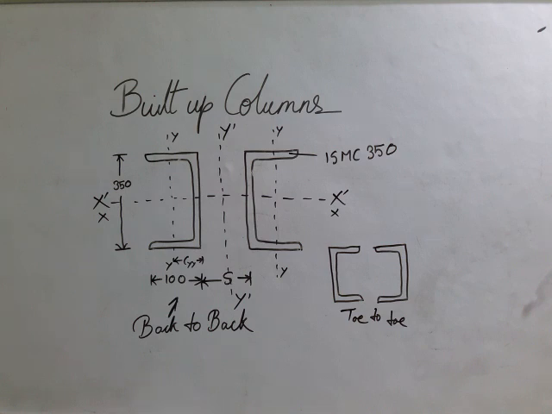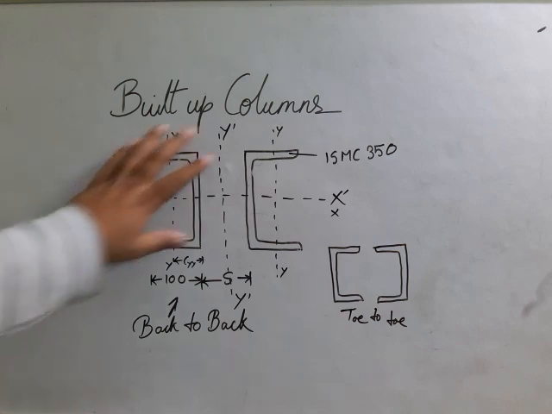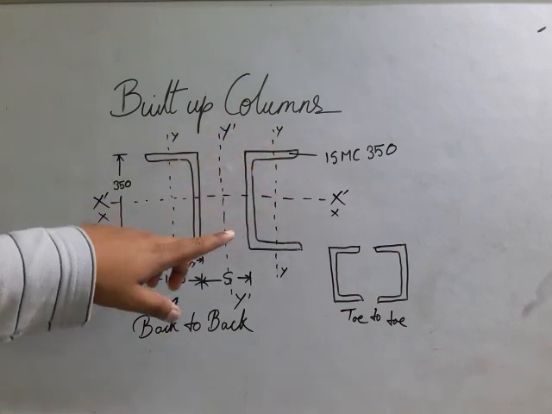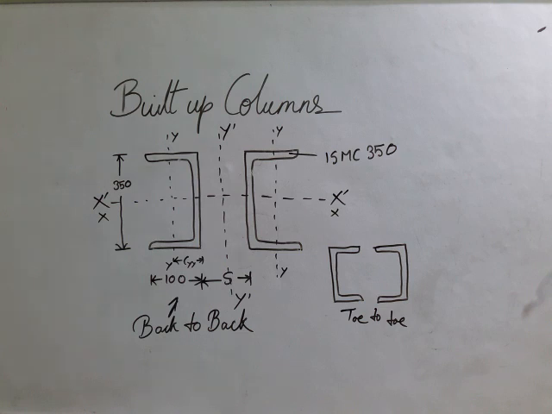Then when we determine the section, we cannot place it just like that. If we just place it in this manner, they will not act as a single entity. If they have to act as a single entity, then we have to connect them. How do we connect them? We connect them using some members, which are called lacing. That part we will go through step by step.